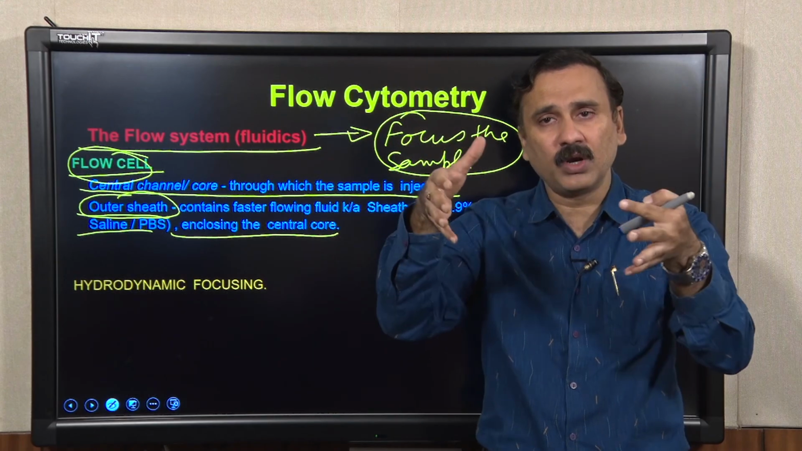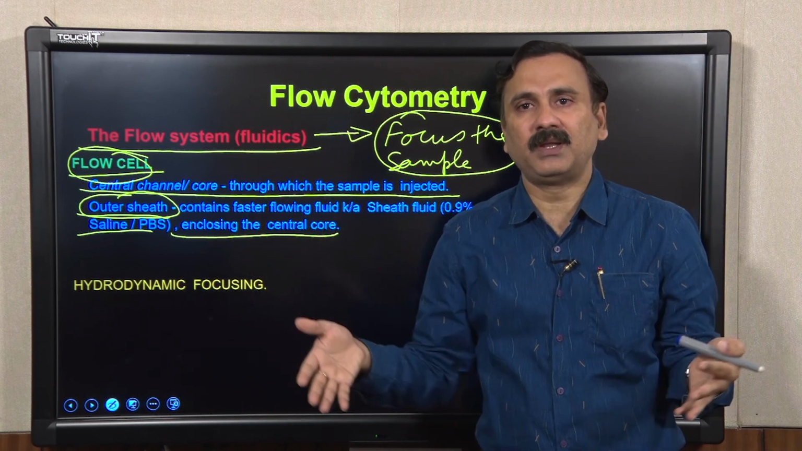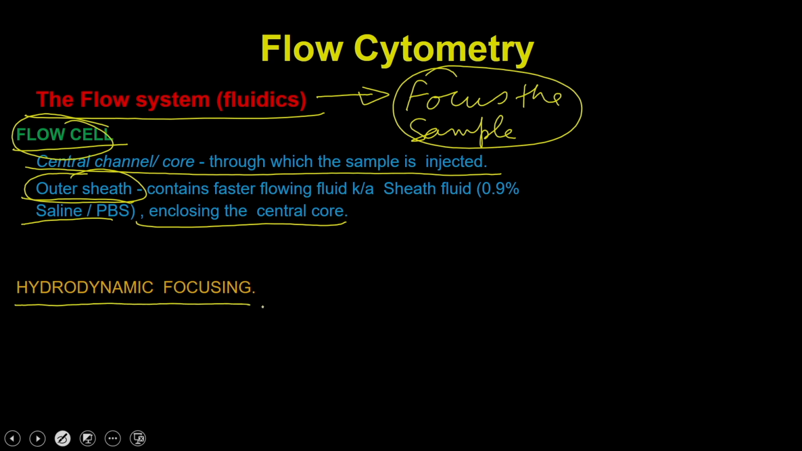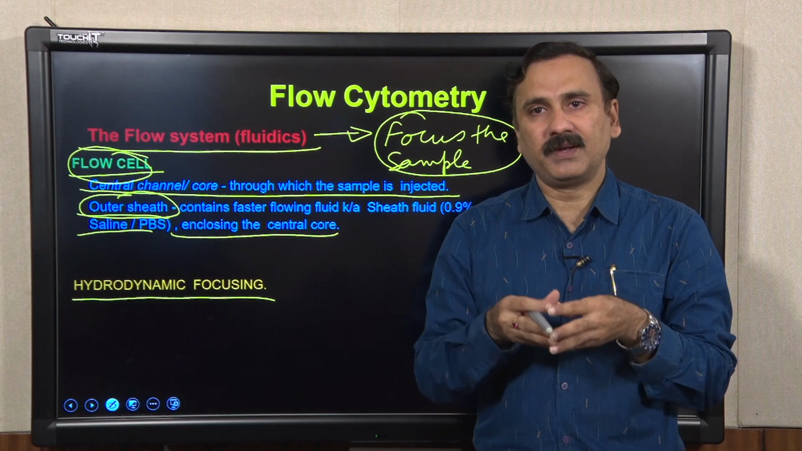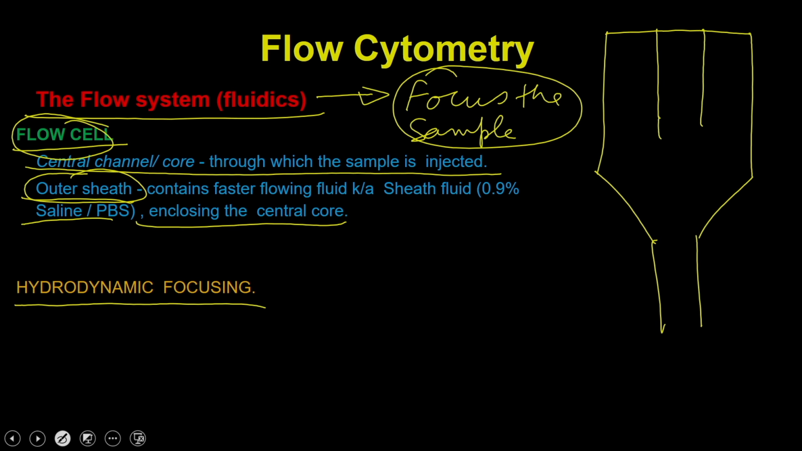In the central core you are going to have the sample, which is surrounded by the sheath fluid, and it is going to use the hydrodynamic process to focus the sample. So, you can imagine that you have the sheath fluid running into this. This is a typical design of a flow cell. Once the sample enters this flow cell, it is going to be focused, and it is going to give you the individual cells.